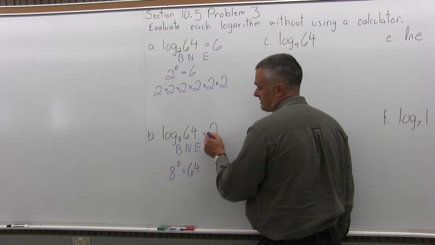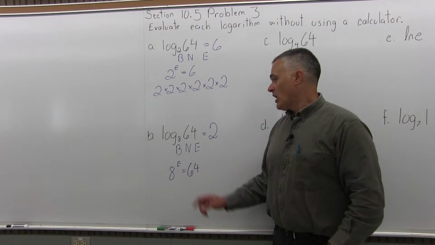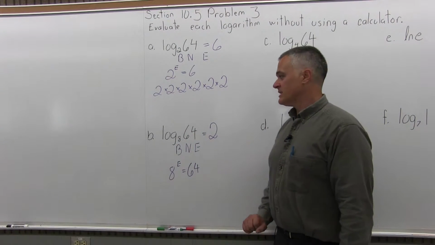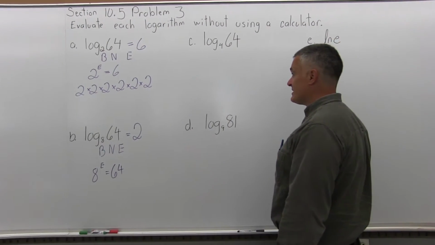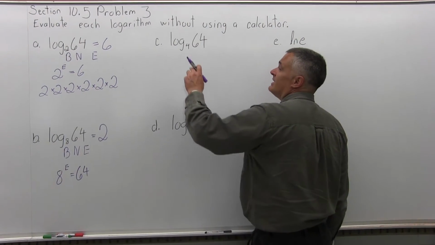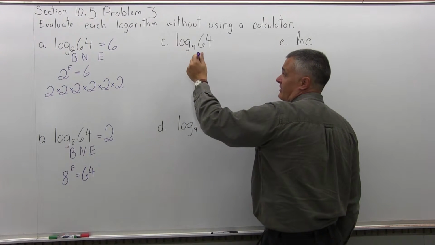Well, that exponent must be 2. 8 to the second power equals 64. So log base 8 of 64 equals 2. That's the answer for part B. Part C also has a 64 in it. It says solve log base 4 of 64 without using a calculator.